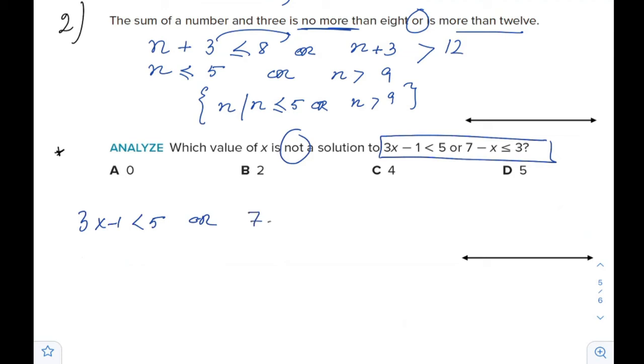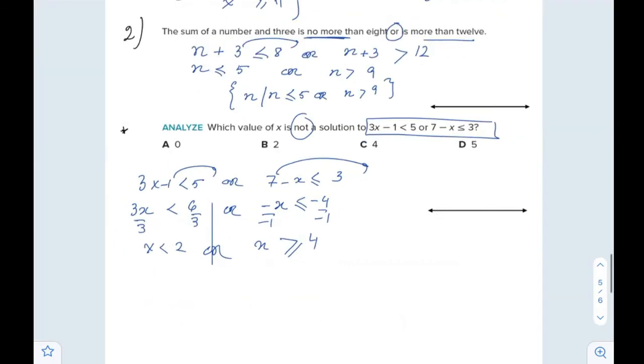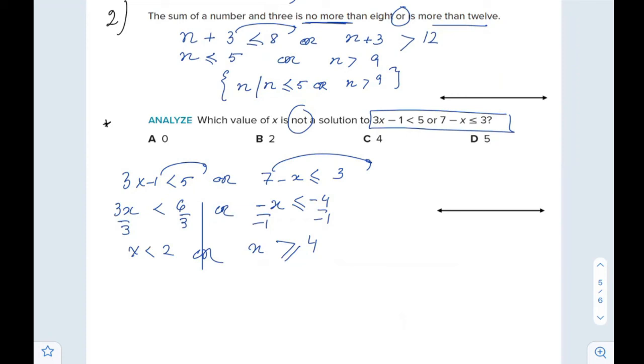I'm listing them again, and I will solve. This is the first inequality. The second inequality, taking the 7, remember I put the negative x, 3 minus 7 is minus 4, divided by minus 1, switch the sign of the inequality, so it will be 4. So we have two inequalities. 2, open circle at 2, and less, 4, closed circle at 4, and more.